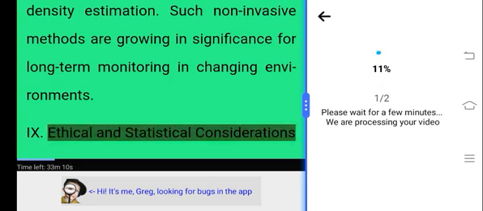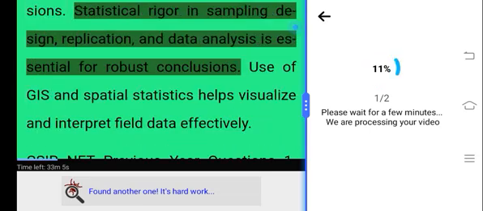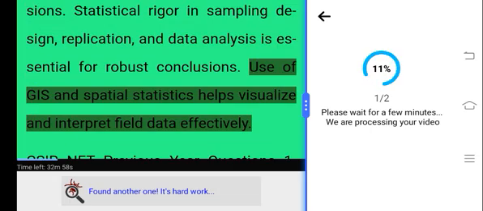9. Ethical and statistical considerations. All field biology methods must ensure ethical treatment of animals, minimal disturbance, and appropriate permissions. Statistical rigor in sampling design, replication, and data analysis is essential for robust conclusions. Use of GIS and spatial statistics helps visualize and interpret field data effectively.